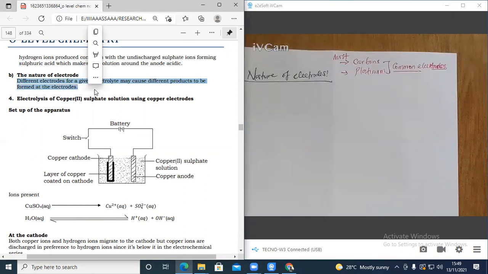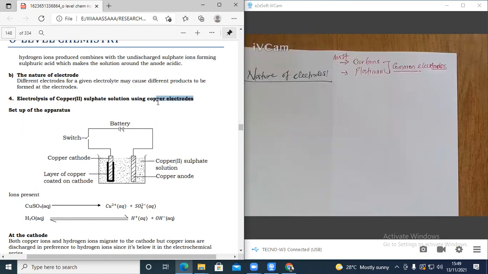Different electrodes for a given electrolyte may cause different products to be formed at the electrodes. If the conditions are normal, the electrodes used are carbon electrodes and then platinum. The reactions will be normal. You follow the first step, which is the position of the element in the electrochemical series. Now, if they make a mistake and alter the electrodes, an example is electrolysis of copper sulfate solution using copper electrodes.